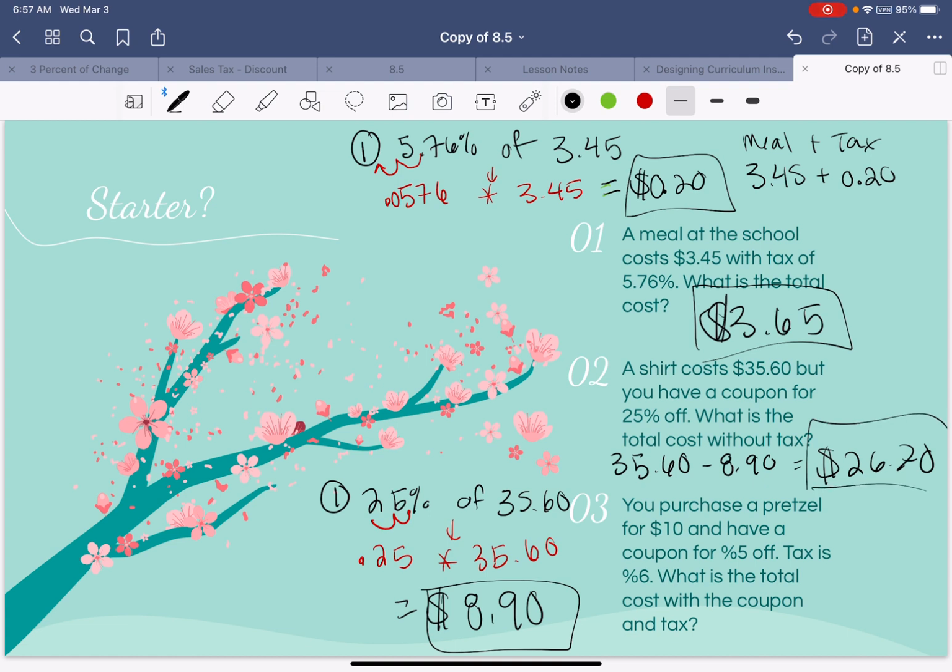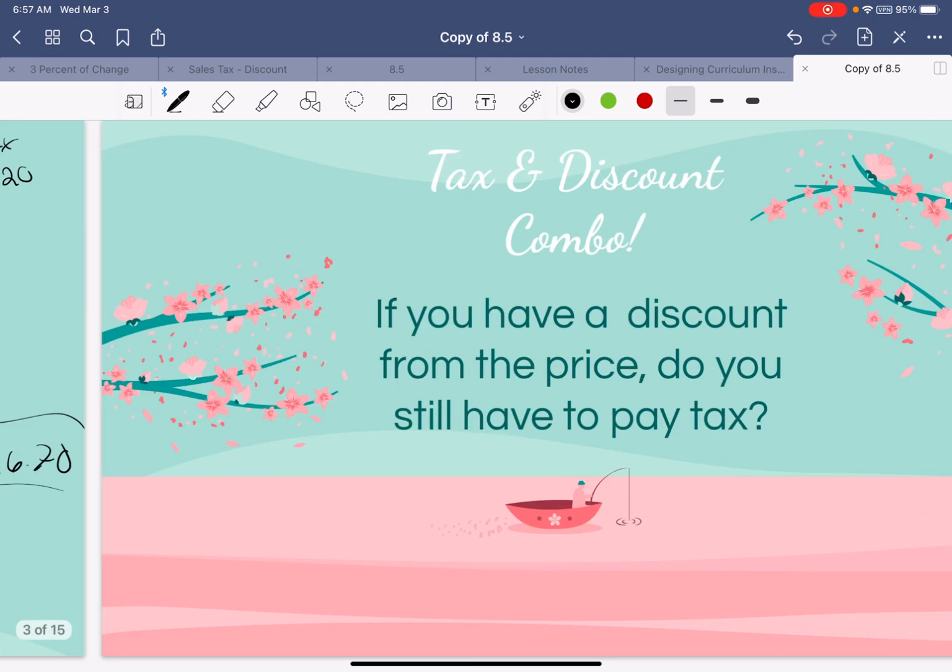Okay, I'm not going to go over question 3, mostly because that's what we're learning today. So if you want to go back and look at it after we learn the lesson, that is totally fine, you can, but I'm not going to go over it.